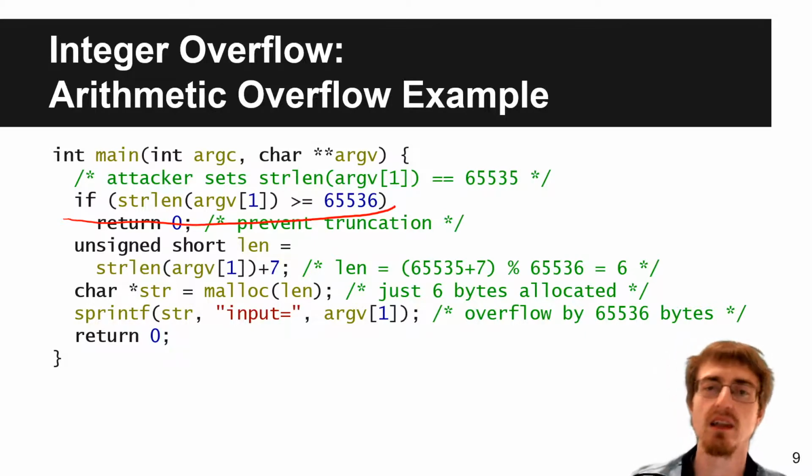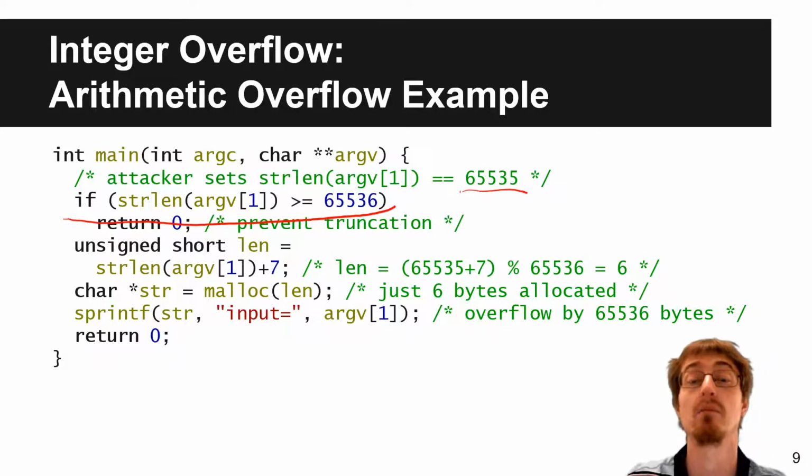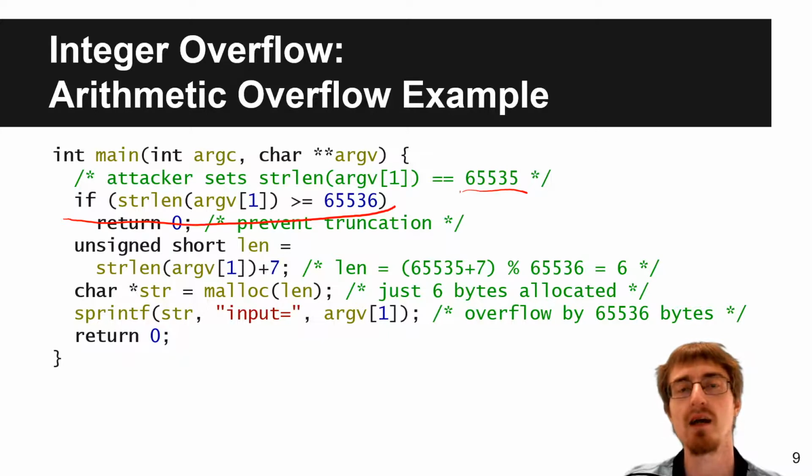So in this case, the attacker will give this number, which is 2 to the power 16 minus 1, so 65,535. Now, after adding 7, which was the number of bytes that we're going to add in the string, what happens is that we're only left with 6 if we remove the 2 to the power 16 modulus. So we're allocating just 6 bytes and overflowing massively in the buffer.